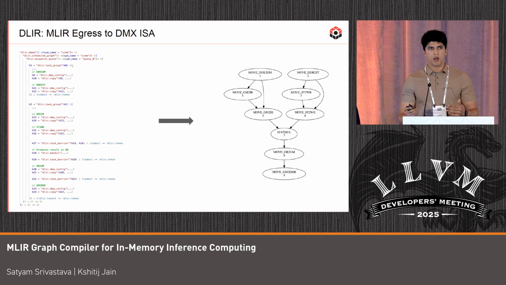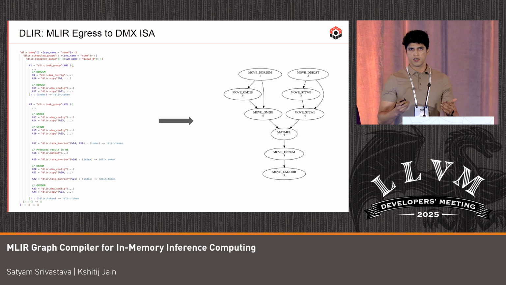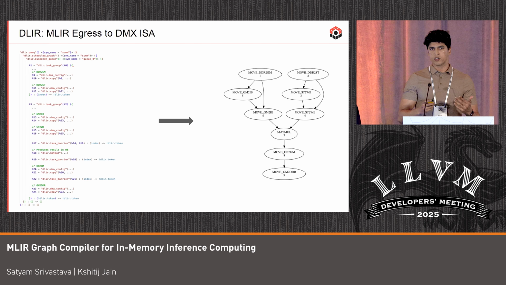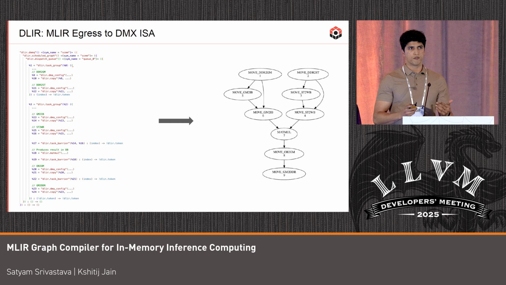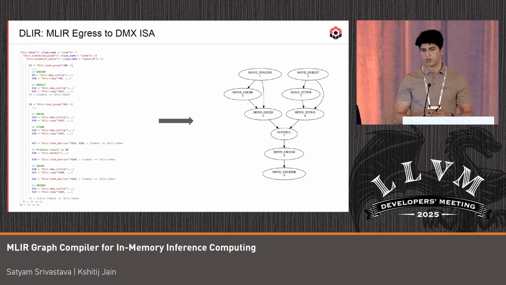Regardless of whichever path code takes through our compiler, whether it's PyTorch, Triton, or custom DSL, they all converge to DLIR, our custom dialect that has feature parity with our hardware ISA. DLIR models our hardware's ordered queue execution primitives, and a DLIR graph represents a fully scheduled workload on our hardware. DLIR is our egress out of MLIR, and it lowers to our hardware ISA pretty mechanically.